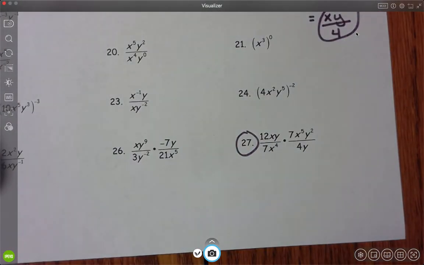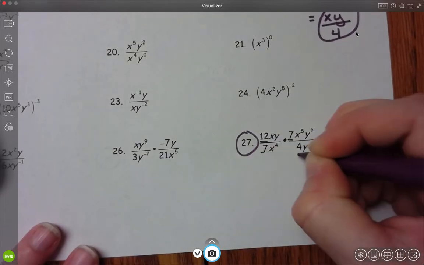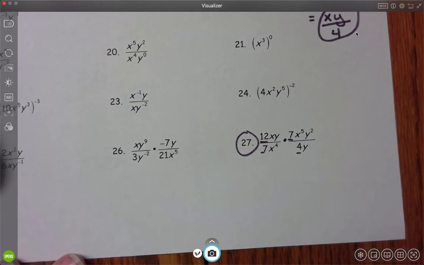All right, so here we are multiplying, okay? And so when we multiply, what I like to do to start with is to reduce any numbers if you can. So just looking at the numbers, 12, 7, 7, and 4, okay? Things that I can reduce, 7 and 7. I can reduce anything that has 1 on the top and 1 on the bottom, okay?